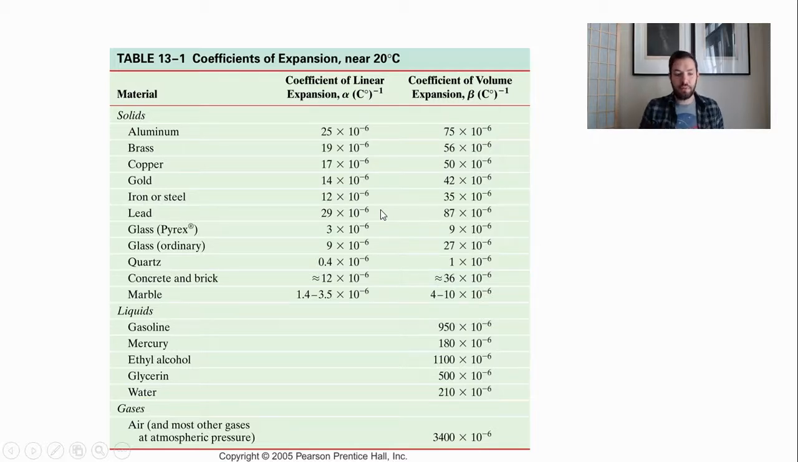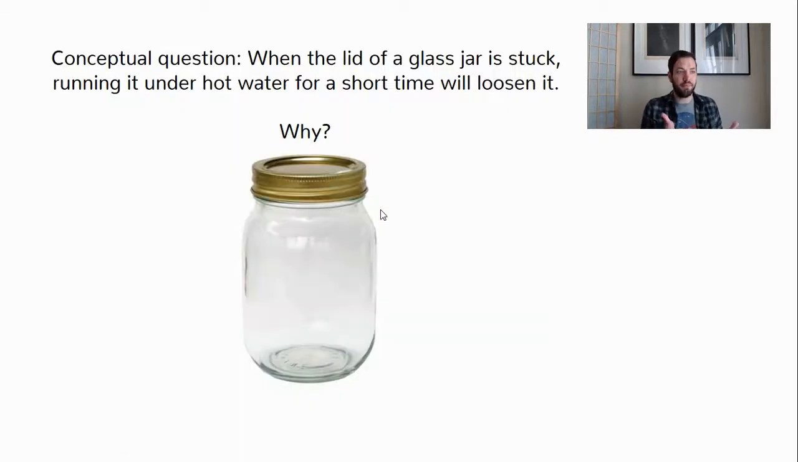That is really going to make an effect if we have, for example, a glass jar where the lid is stuck. If you run it under hot water, generally that will loosen the lid of the jar. The reason for that is because the metal that the lid is made out of, this aluminum, has a much higher coefficient of linear expansion than the glass that the jar is made out of. And so the metal will expand more compared to the glass, and you can unscrew the lid.